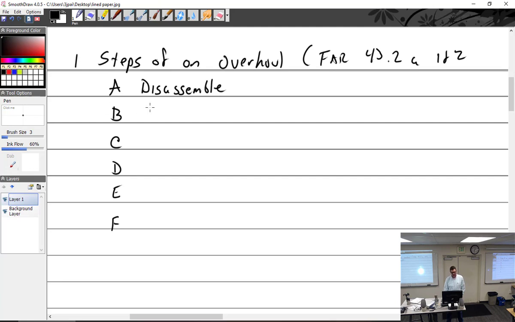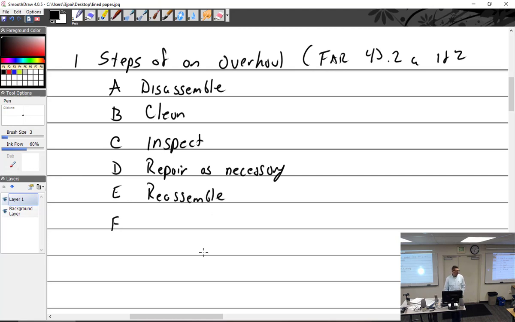Disassemble. Next. Clean. Inspect. Next. Measuring falls under this. I think measuring is more of an inspect. Repair. Then, reassemble. Okay, it's all back together.